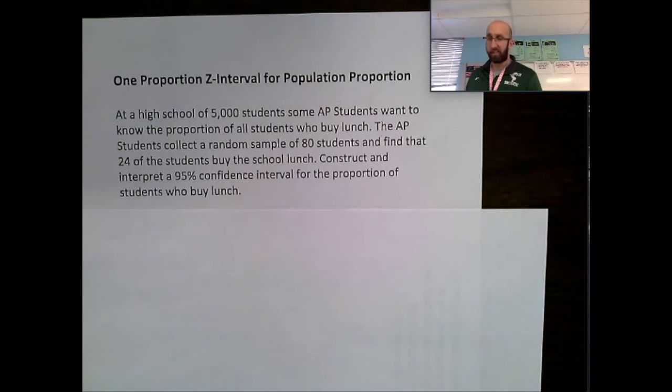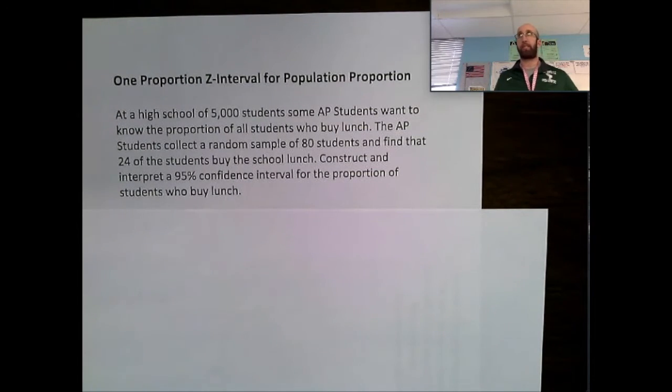So in our example here, we have a high school of 5,000 students, and some AP students want to know the proportion of all students who buy lunch. The AP students collect a random sample of 80 students and find that 24 of the students buy the school lunch. Construct and interpret a 95% confidence interval for the proportion of students who buy lunch.